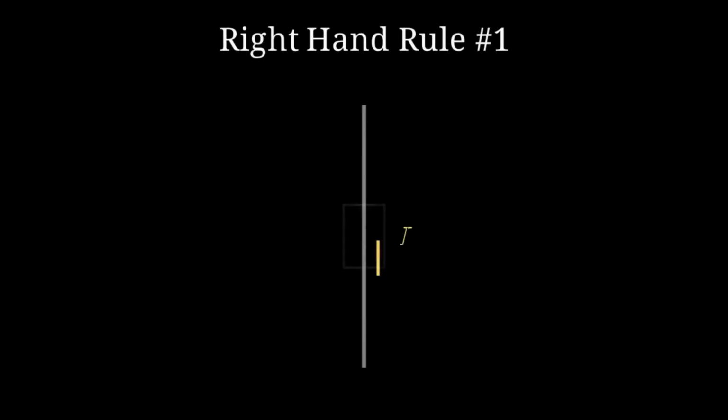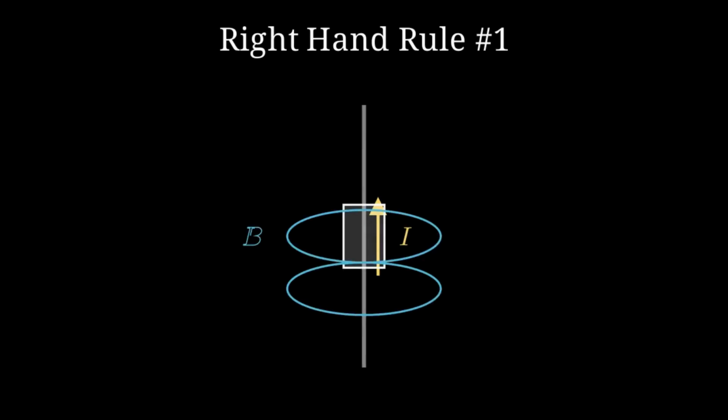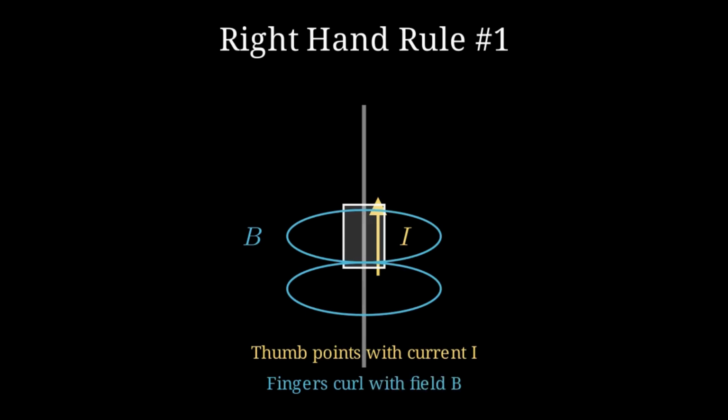We use the first right-hand rule to find the field direction. Point your thumb in the direction of the current, and your fingers curl in the direction of the magnetic field. This helps us visualize the circular paths of the magnetic flux.